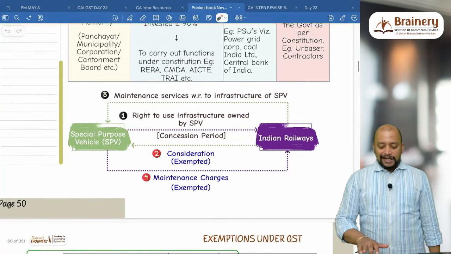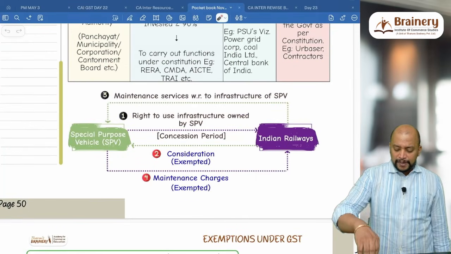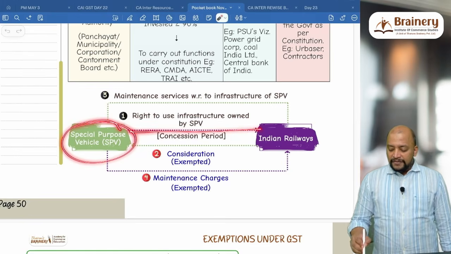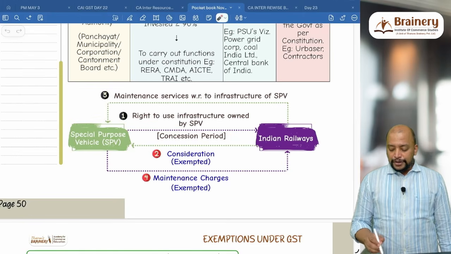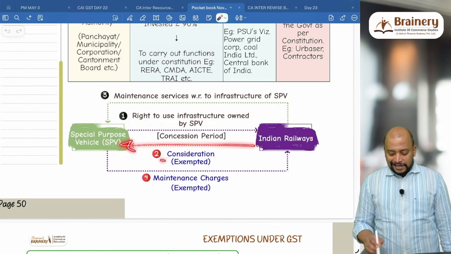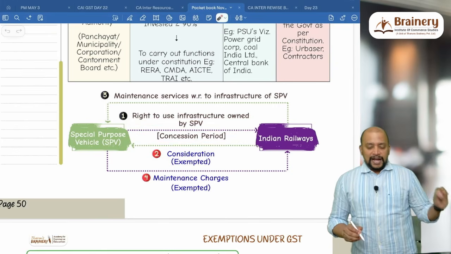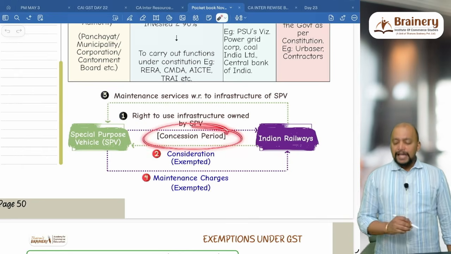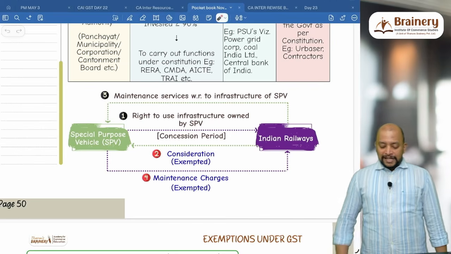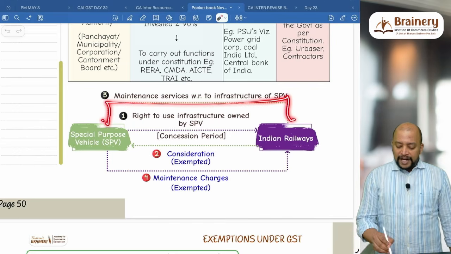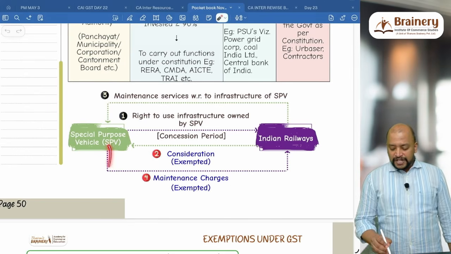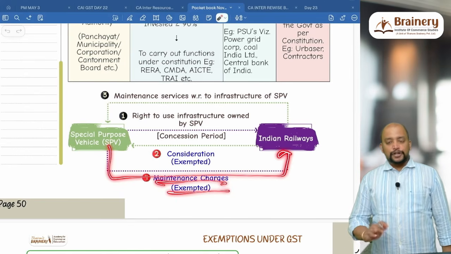So this is a chart connecting that there is a special purpose vehicle and there is Indian Railways. First, the special purpose vehicle will give the right to use the infrastructure owned by SPV, for which Indian Railways will pay the consideration, and that consideration will be exempted. This is for the concession period, say for a period of 5 years, 10 years, like that. And what happens is that Indian Railways will provide the maintenance service with respect to the infrastructure of SPVs, for which SPV will pay the maintenance charges, that is also exempted.